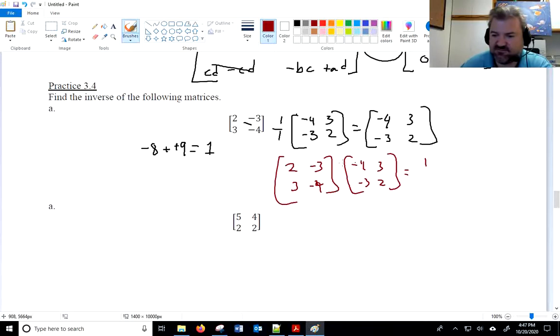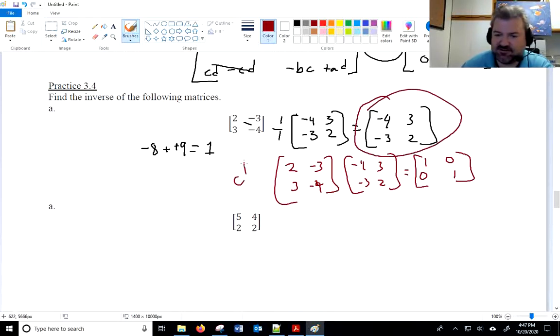Then I've got 6 minus 6, that's 0. -12 plus 12, that's 0. 9 minus 8, that's 1. Boom, it works. So definitely, that's our answer. This was just me checking. That's our answer. That's the inverse. All right, let's try the next one.